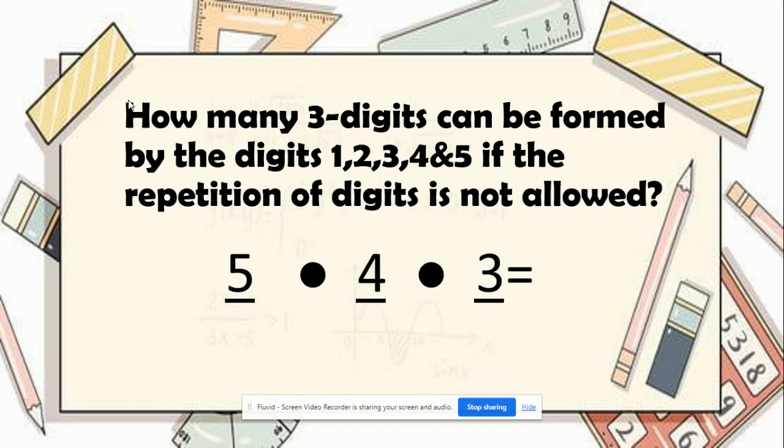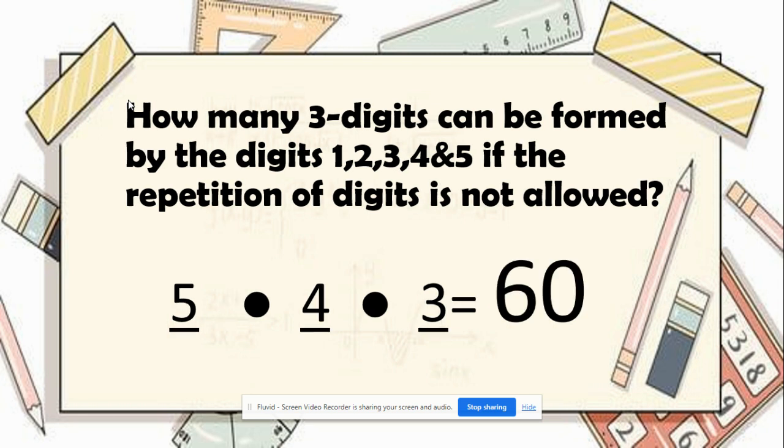But in some cases, just like here: how many 3-digit numbers can be formed by the digits 1, 2, 3, 4, and 5 if the repetition of digits is not allowed? For example, here we have the first digit, which is 5, and the second digit is 4, and the third digit is 3. If we multiply those numbers, 5, 4, and 3, we are going to have the answer 60.